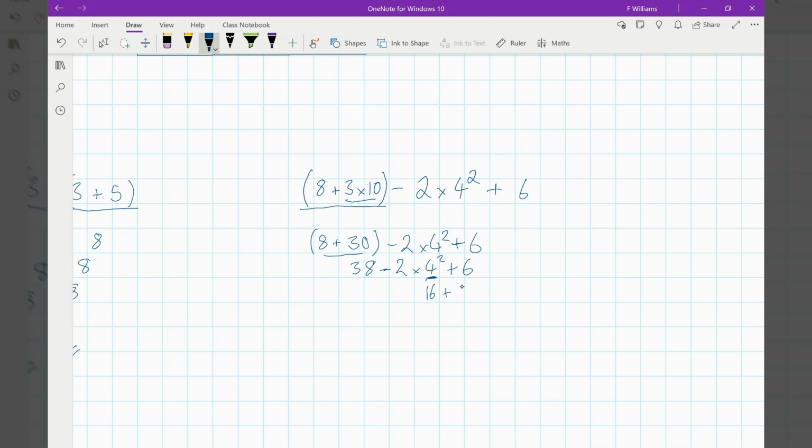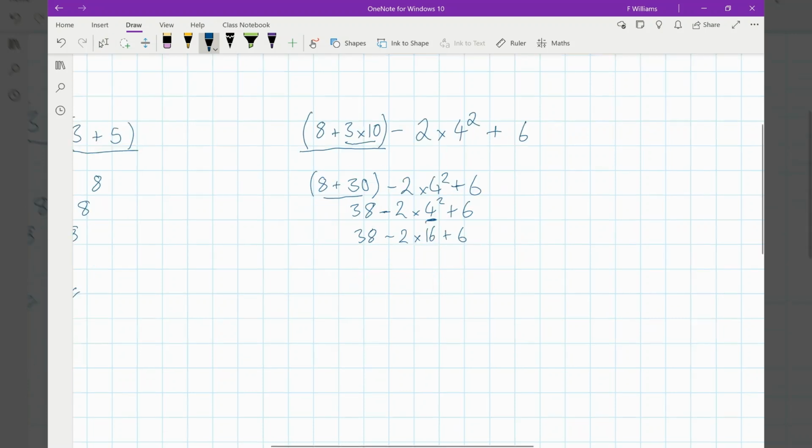I then keep everything I haven't touched as it is. So I've resolved the indice. I've now got subtraction, multiplication, and addition. I know that multiplication happens before the addition and subtraction. 2 multiplied by 16 is 32. I'll keep the add, I'll keep the 6, I'll keep the 38 and the subtract sign there.